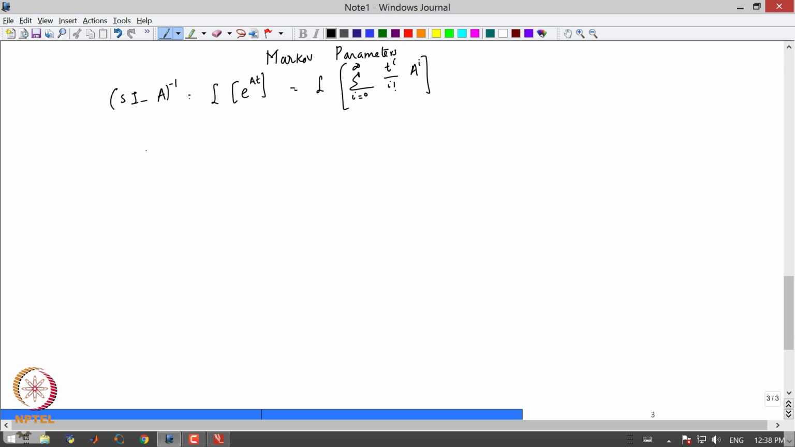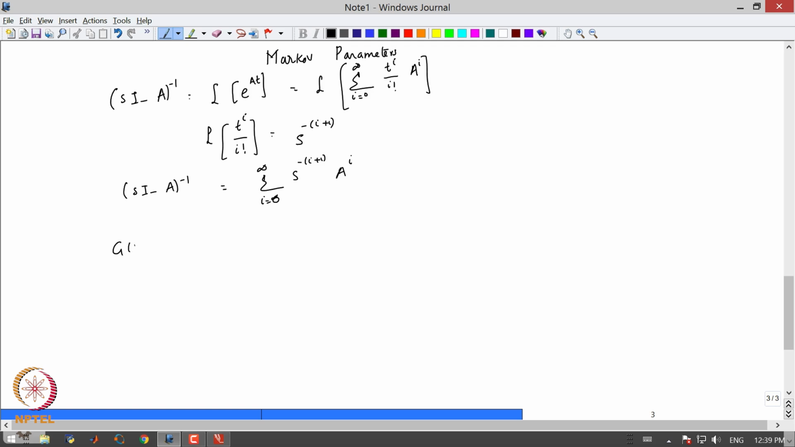Now, the Laplace transform of t^i by i factorial is s to the power minus i plus 1. I think you should be able to derive this, and therefore (sI minus A) inverse is nothing but the summation over i equal to 0 till infinity of s to the power minus (i plus 1) times A to the power i.